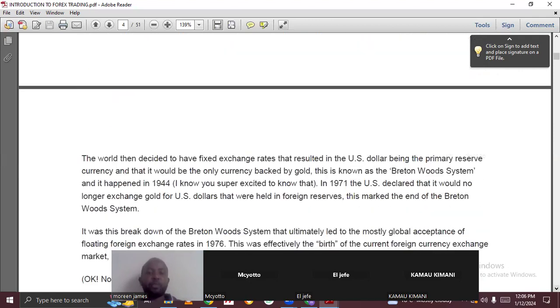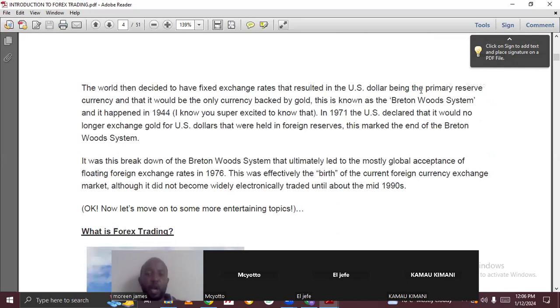So the world then decided to have fixed exchange rates, which resulted in the US dollar being the primary reserve currency, and it would be the only currency backed by gold. This made it easier. It was called the Bretton Woods system. That means only the dollar was pegged to gold, while the other paper currencies were not. I know it's exciting. In 1974, the US declared that it would no longer exchange gold for US dollars held in foreign reserves, and this marked the end of Bretton Woods.